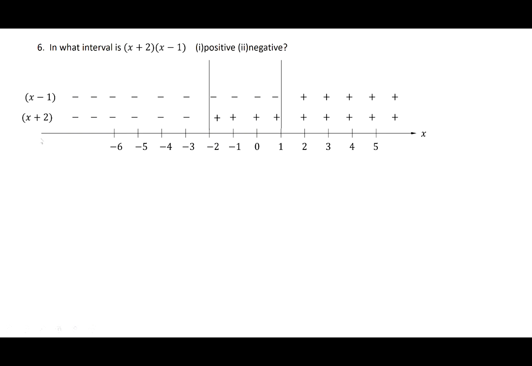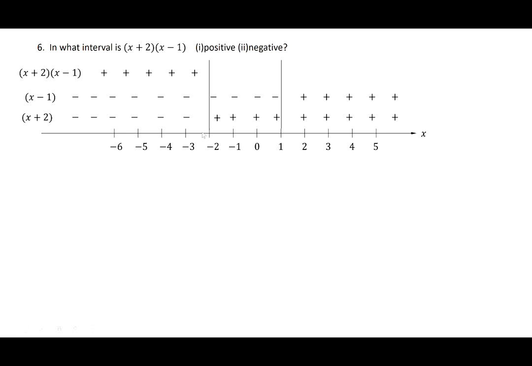But wait a minute. If we know for these individual expressions, the individual factors, where they are positive and negative, can we not figure out for the product of them? You just multiply these signs. So for x plus 2 times x minus 1, on this interval from negative infinity to negative 2, we would have a negative times negative, which is positive.